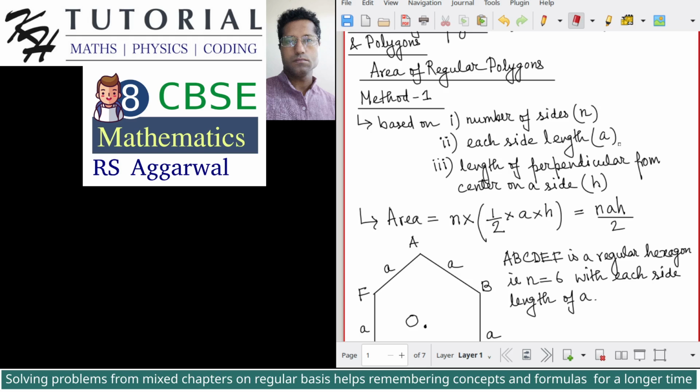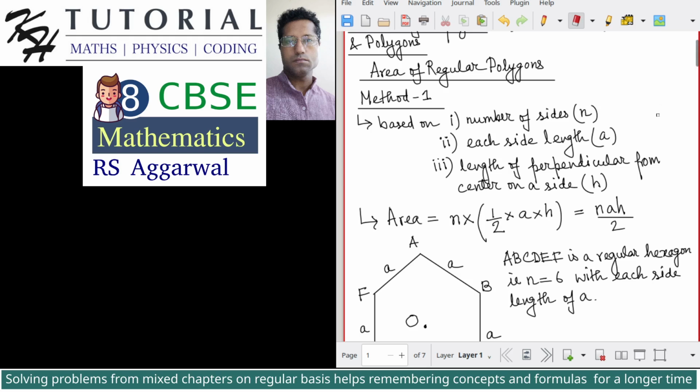First, we need the number of sides of the regular polygon. How many sides? Whether it's a regular pentagon, that is n is 5, or a regular hexagon, n is 6. The second is the length of each side, that is a, and small n is the number of sides. And the third parameter we need is the length of the perpendicular from the center of the polygon on any side. This perpendicular will be equal for all the sides.